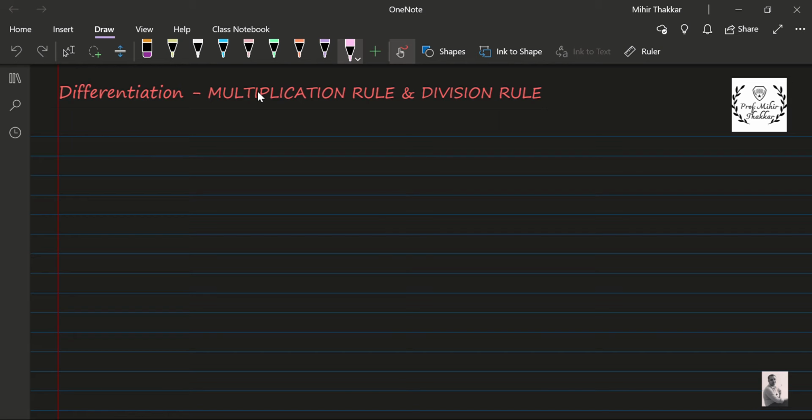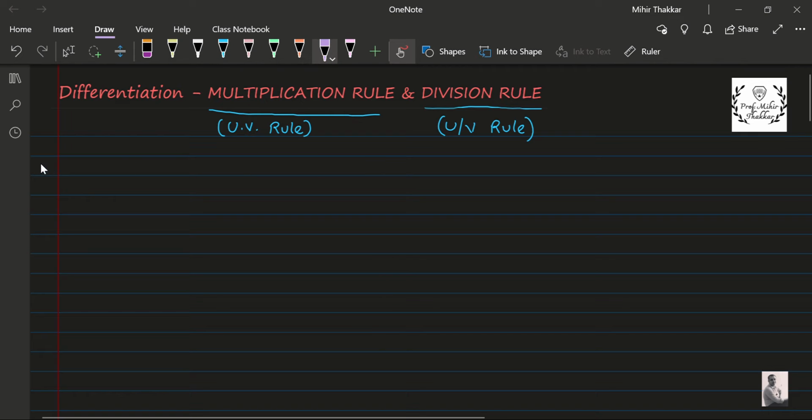Let us continue with our today's lecture, multiplication rule and division rule. Let's get started. Multiplication rule in derivatives has got one more name called the UV rule. Division rule has got one more name called the U by V or U upon V rule. So let us start with the first, which is the multiplication rule.